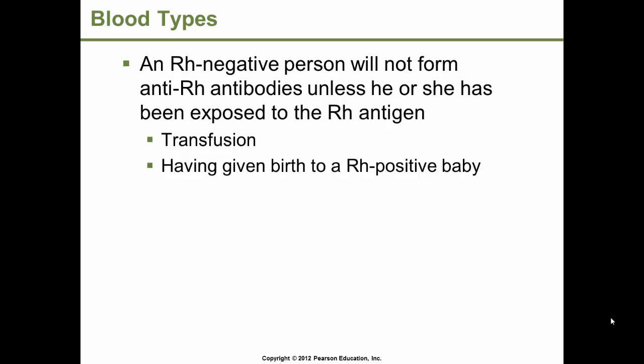An Rh negative person will not form anti-Rh antibodies unless he or she has been exposed to the Rh antigen, such as either during a transfusion or in the instance of having given birth to an Rh positive baby. An Rh negative person should only be given transfusions of Rh negative. If given an Rh positive, it will stimulate production of anti-Rh antibodies.